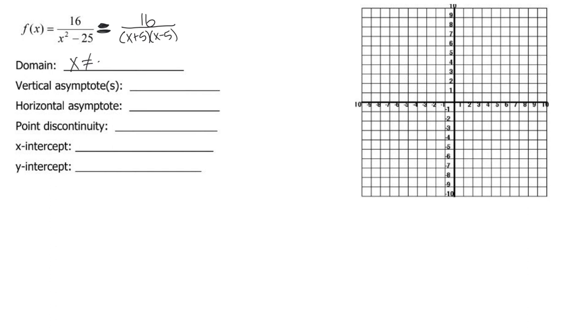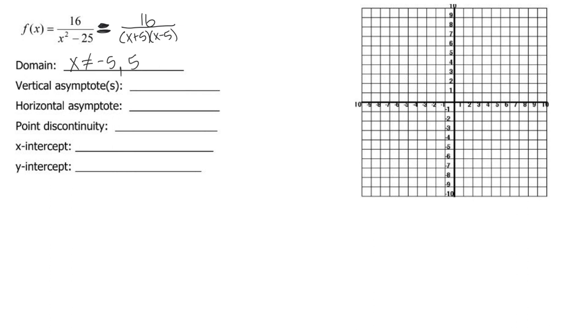And if x is negative 5, the negative 5 goes right here, and negative 5 plus 5 is 0, so that would be bad. X can also not be positive 5, because if we put a positive 5 right here, 5 minus 5 is 0, and that is bad.